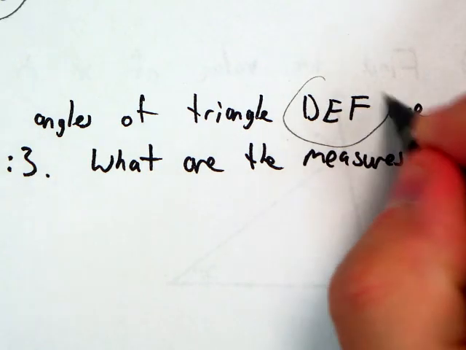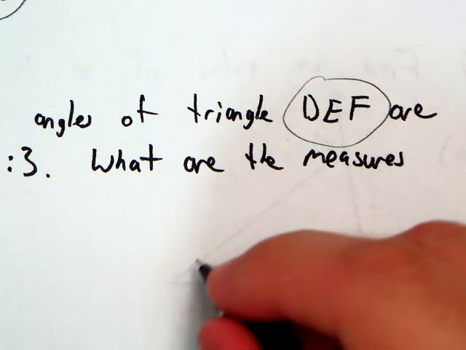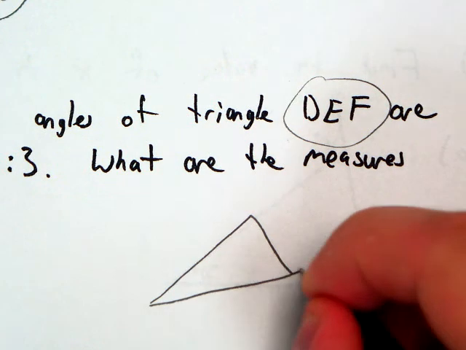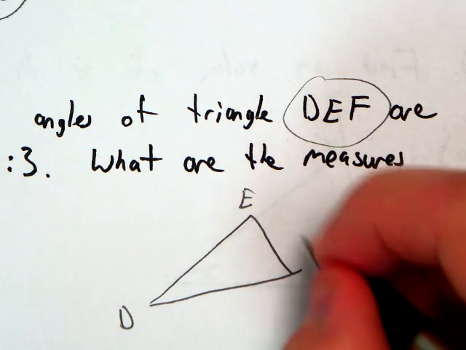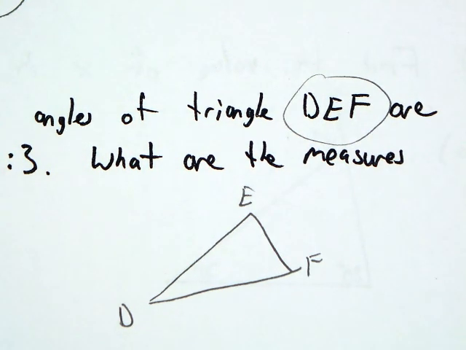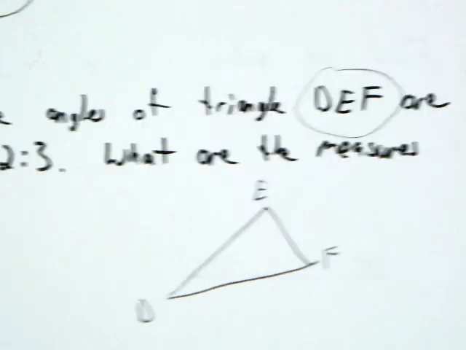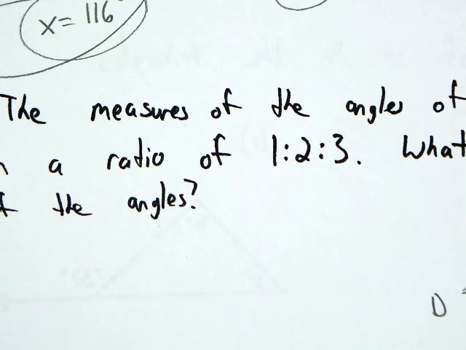Example 2, the measures of the angles of a triangle DEF. Now, the way that we label triangles is these would be the three corners of that triangle. So we would have D, E, and F. They're in a ratio of 1 to 2 to 3. What are the measures of those angles?